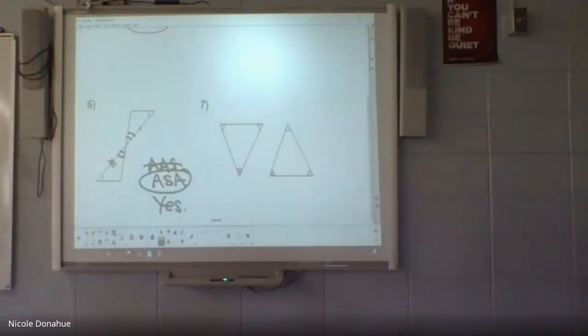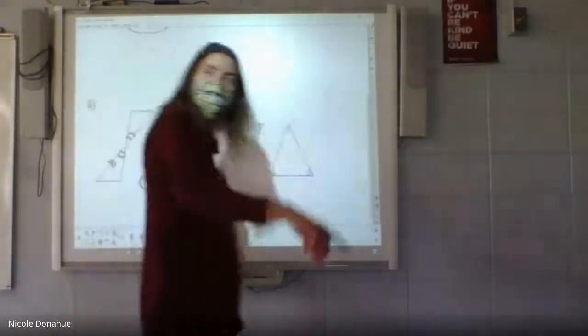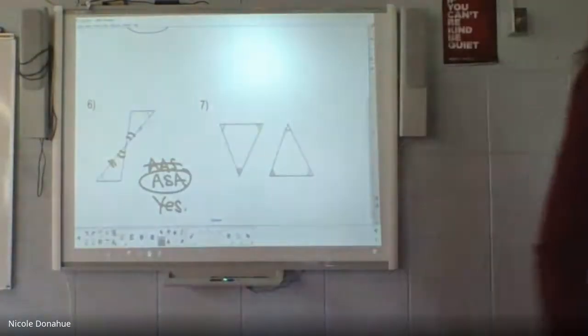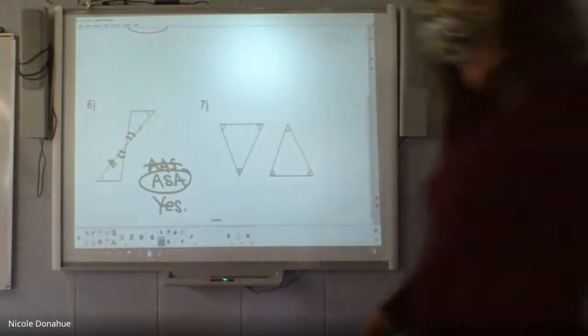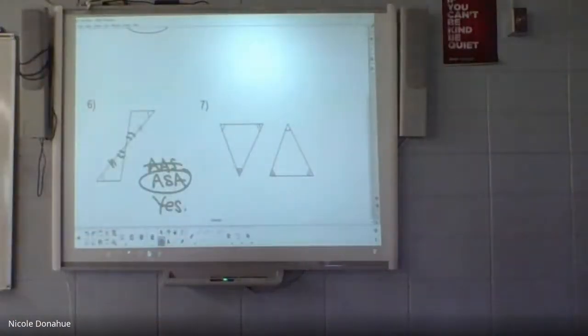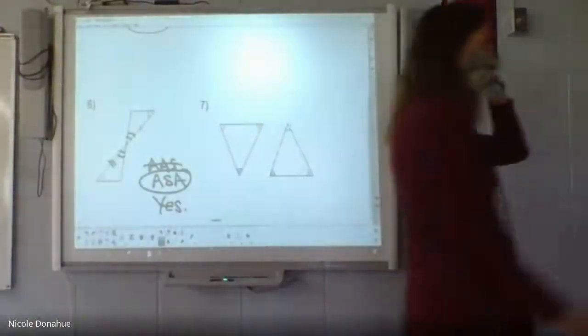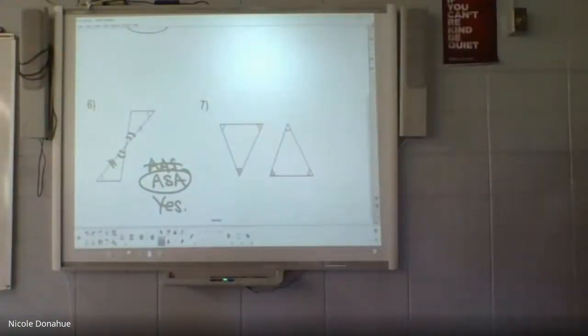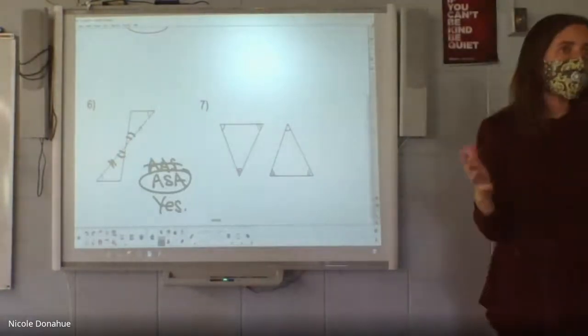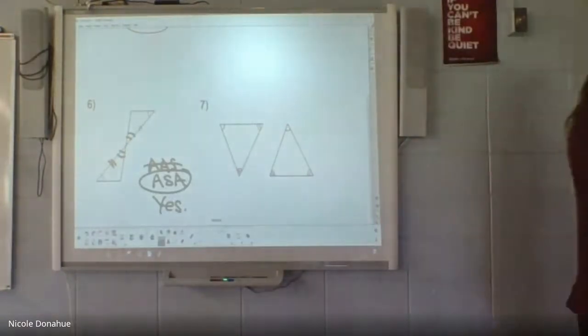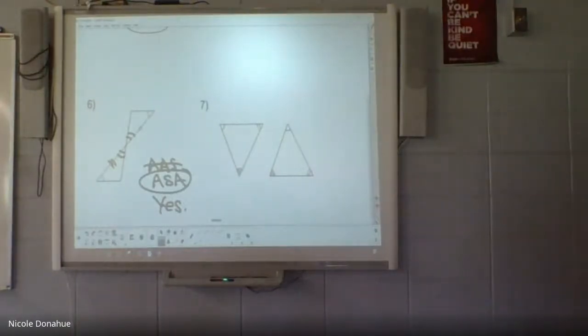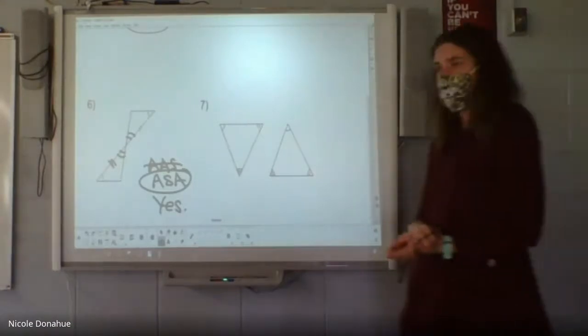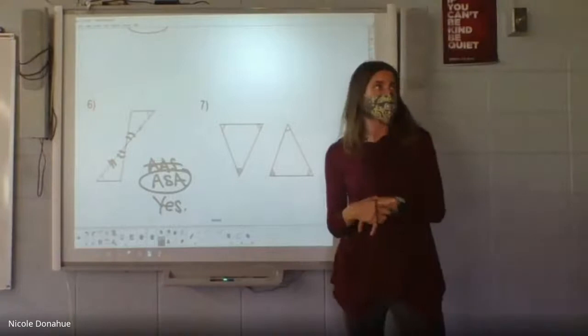All right, and then finally number 7. No sides in this one? Awesome. So this one, we don't know any sides. No sides are known. So since no sides are known, the only thing we have left is angle, angle, angle, and that's not one of our rules. So that does not work here.